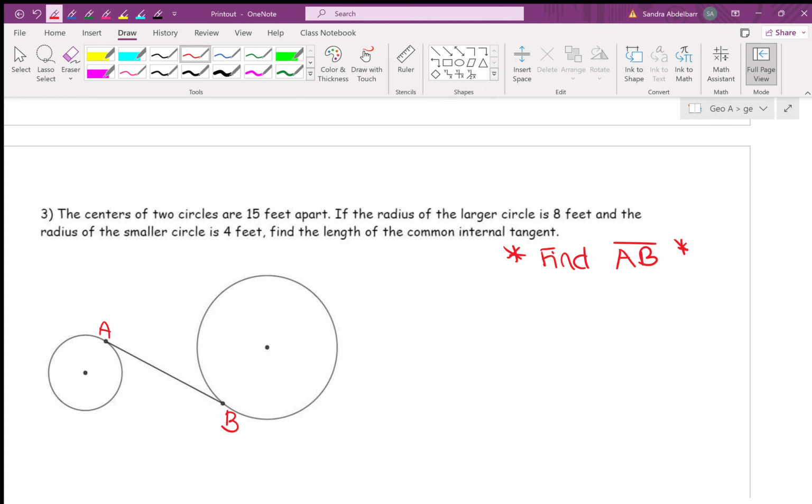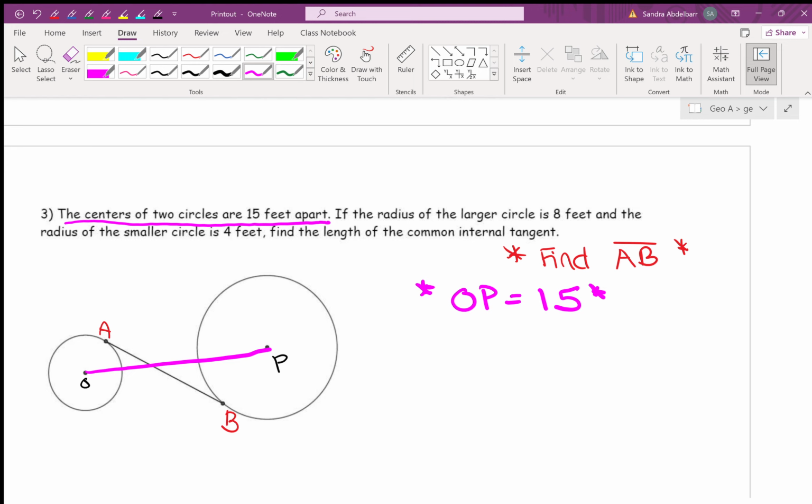All right, let's call this circle O. Let's call this circle P. First step, draw a segment connecting the two centers. And we were told that the centers of the two circles are 15 feet apart. So what does that mean for OP? I'm just going to write it to the side because I really have no idea how this diagram is going to look. So I just put OP is 15 and I'll label that in the diagram later because I'm not sure where I want to place it just yet.